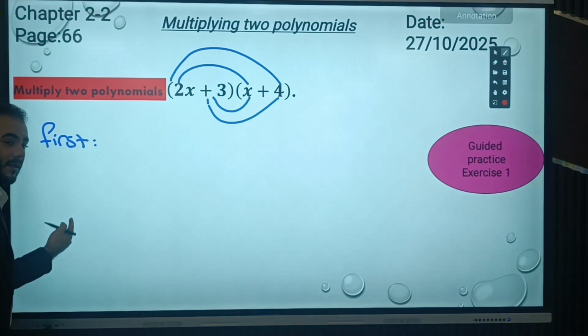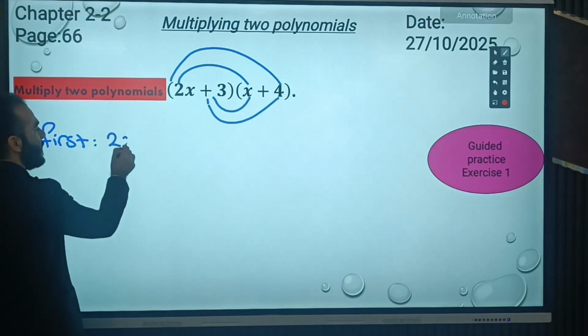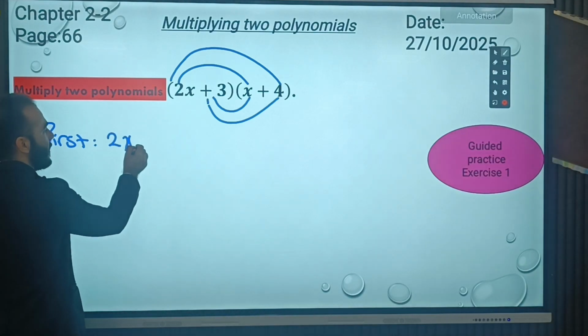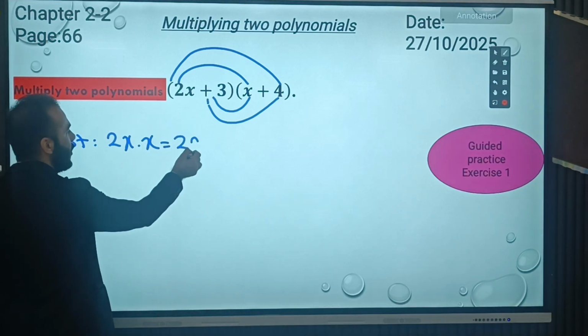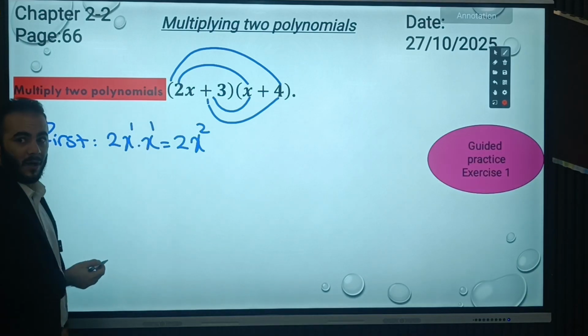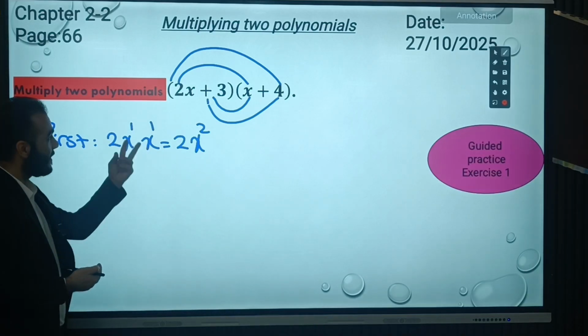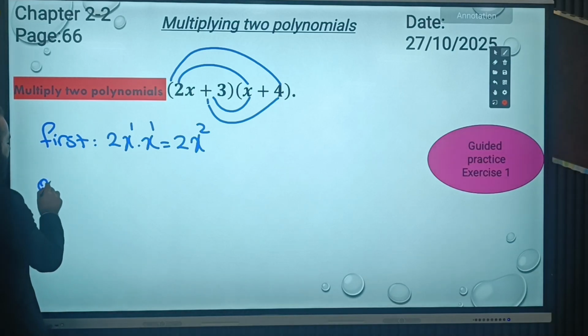But in order to show you how we are going to deal with the FOIL method, this is the way. First multiplication is 2x times x. So it's going to become 2 times 1, 2, x times x, 2x squared. When we multiply x^1 and x^1, keep the base, add the exponent. Perfect.